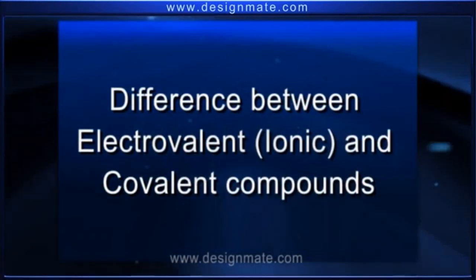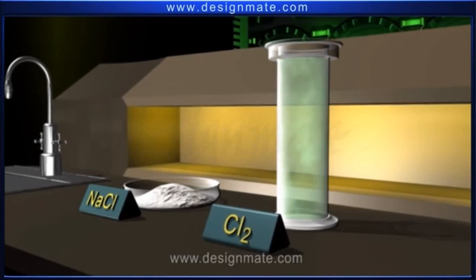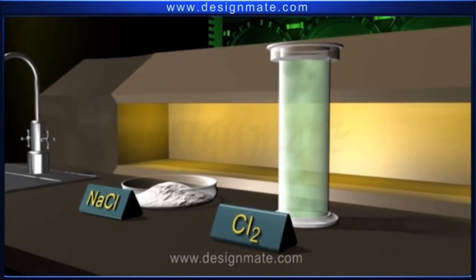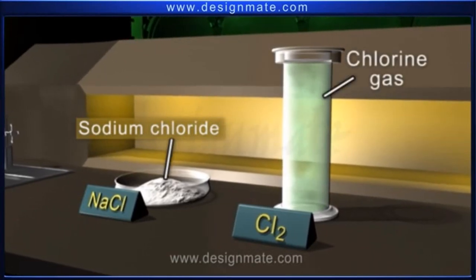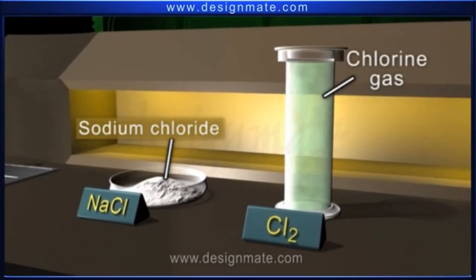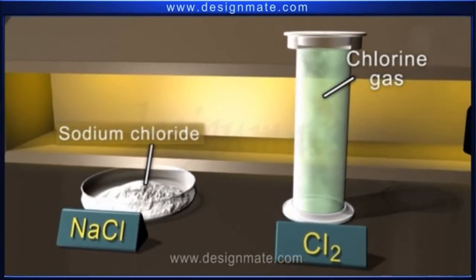Difference between electrovalent, ionic and covalent compounds. The difference between ionic and covalent compounds can be determined by taking the examples of sodium chloride and chlorine gas respectively. First of all, let us see the definition of an electrovalent or ionic compound as well as a covalent compound.